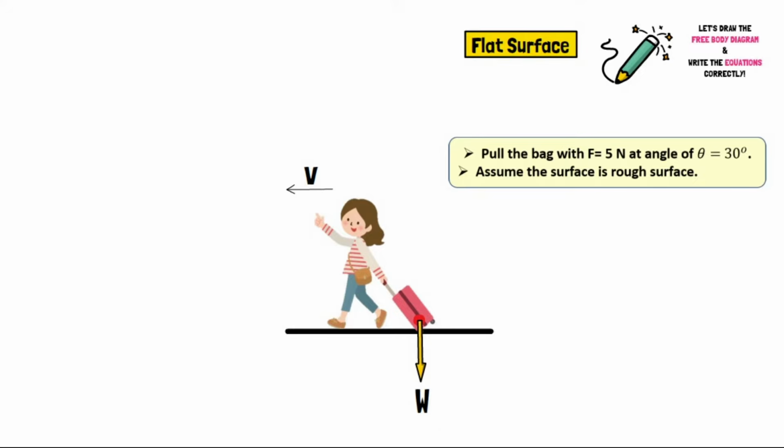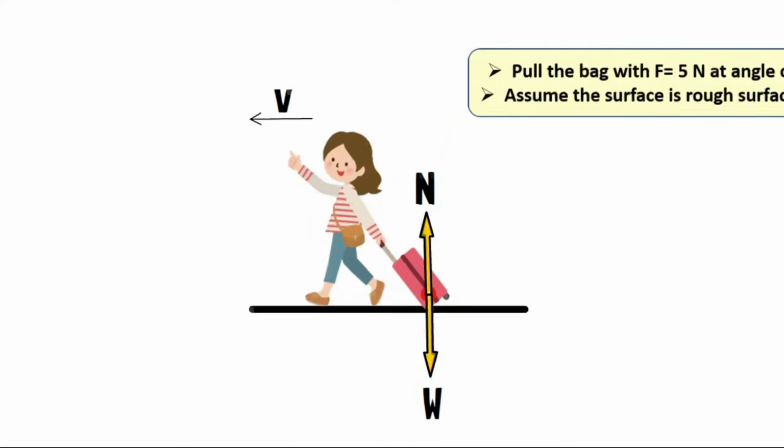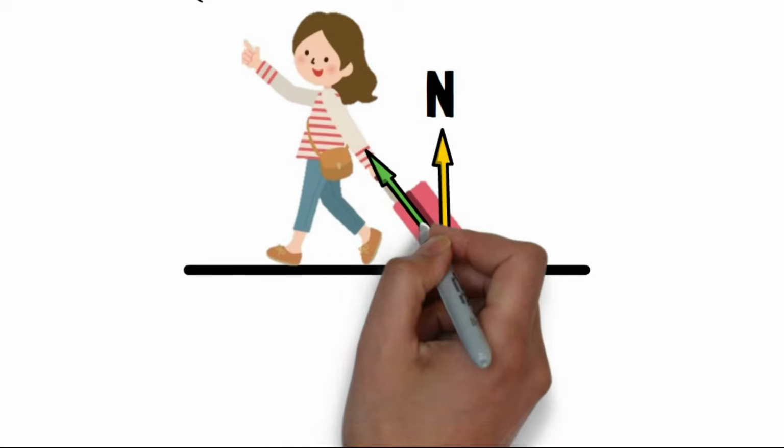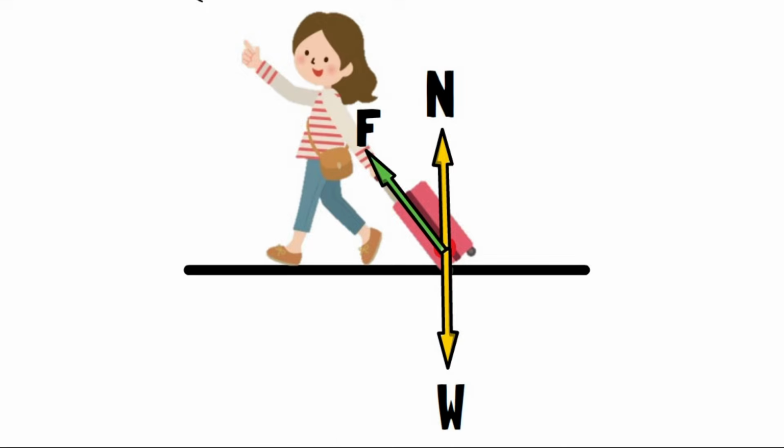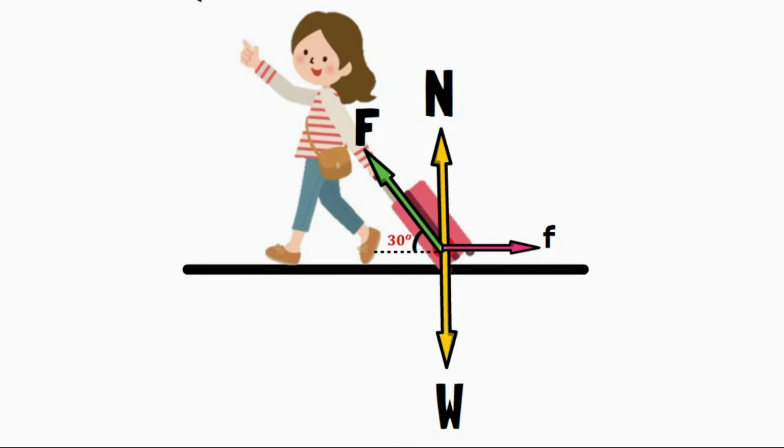So, kita akan ada weight, which is downward. And then, we're going to have normal force, which is perpendicular to the surface. And kita ada external force, F equal to 5 Newton tadi, where the external force is exerted on that object at angle of 30 degree. Dan jangan lupa, kita punya frictional force since this is a rough surface.